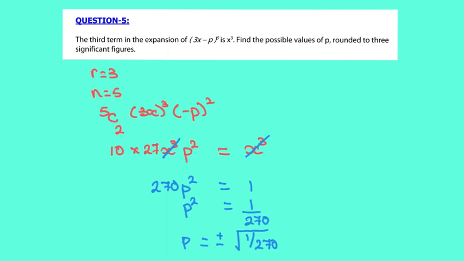Therefore, p is equal to plus or minus 0.0609 to 3 significant figures.